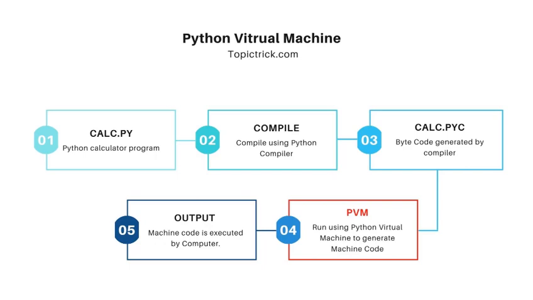And now coming to the Python virtual machine flowchart, here the code written by us is known as source code, and this source code is converted into bytecode using the compiler. Here compiler means Python interpreter, that means PVM machine. And now the generated bytecode is converted into machine code using the PVM machine. The produced machine code is the output for this process.